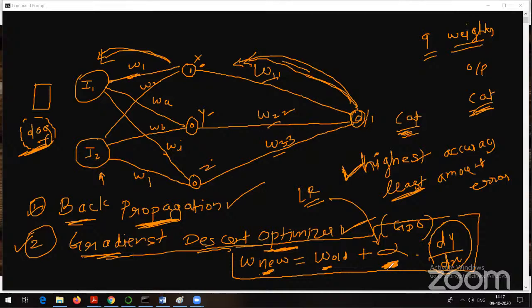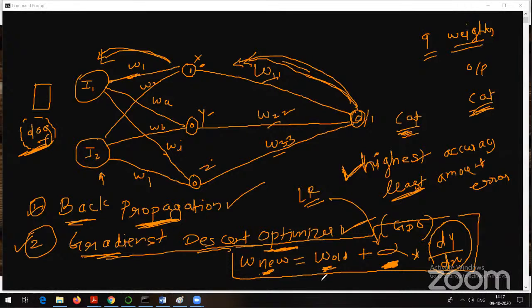Again, it's a very small value. So basically, after calculating the new weight, what we do is we add that particular thing, that is alpha into dy by dx, which is our gradient descent optimizer. We add that particular thing to the new weight. This is what you can see from this particular formula.